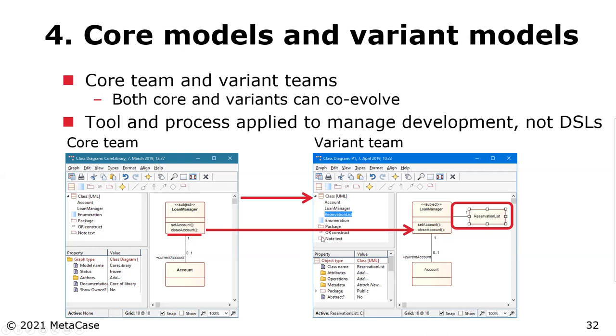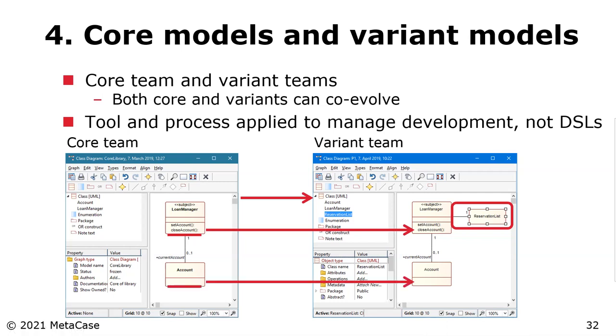But this has nothing to do with the language engineer. This is more like a capability of the tools. So if the tools can automatically update changes in the core models in the variant projects, then the people who make variants don't need to maintain or migrate or diff and merge their models manually. But this is now independent of any domain.